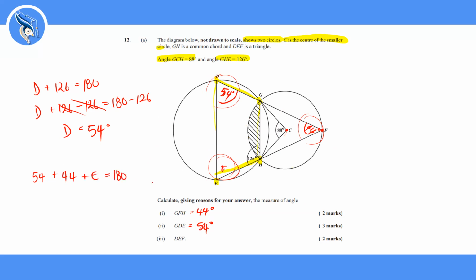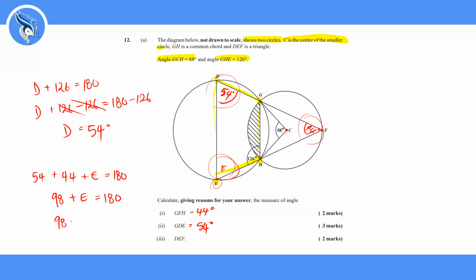equals 180. And again, I'm using random letters. I just used E because E is right here, right? So it's easier to follow, but you can use any letter. You're not going to get marked for whichever letter you choose. If you like to use P, right? So 54 and 44 is equal to 98 plus E is equal to 180.